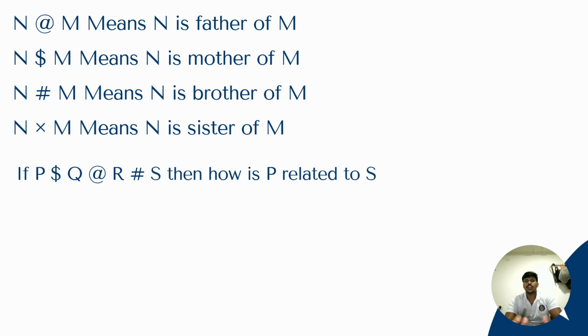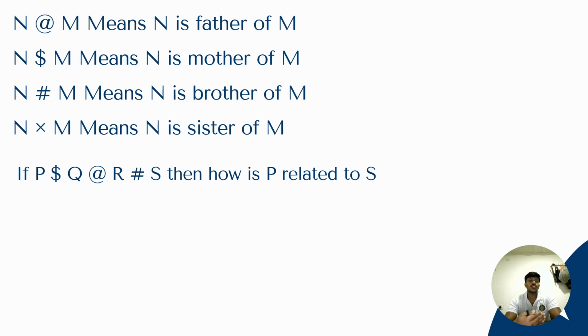N minus M is equal to N is mother of M. Or sometimes they will use numbers. N1M means N is father of M. N2M means N is mother of M. Whatever they are giving, it doesn't matter for us. We just need to remember the symbols that were there in the problem. You need not memorize anything. It will be given in the question itself.